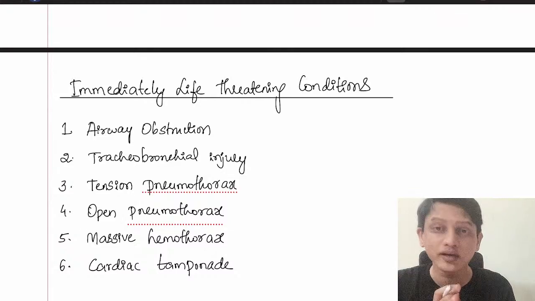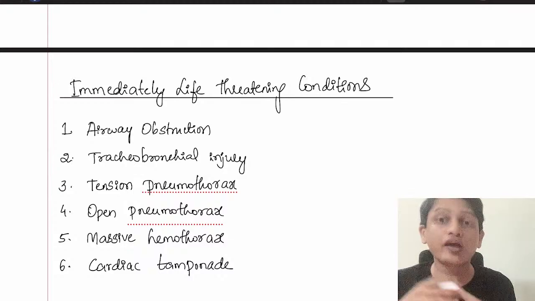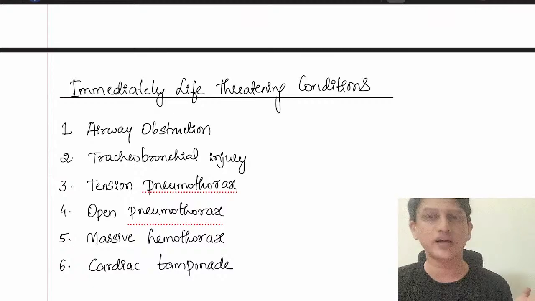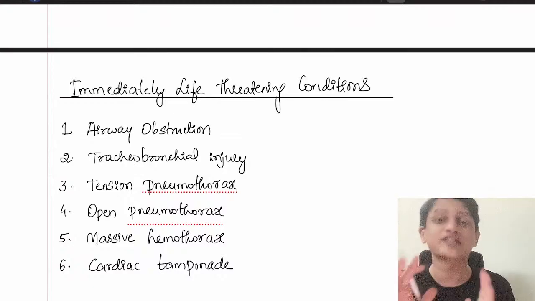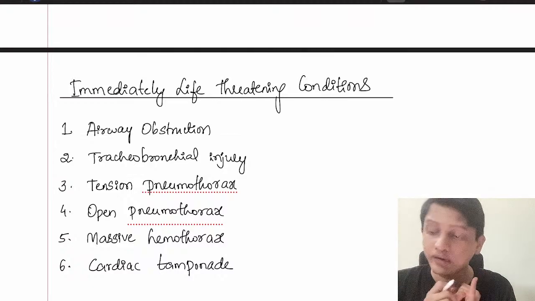So which is more important? It's not the bleeding, it's airway. If the airway is obstructed even for 30 seconds or 1 minute, there is a high chance that the patient may die. So that's the first priority. Any airway obstruction, the patient may die immediately. So you have to give it priority.